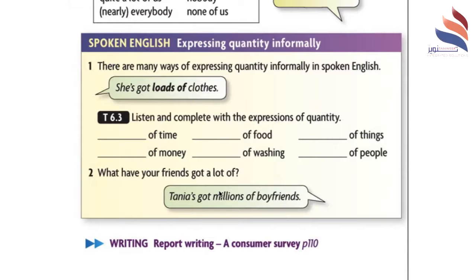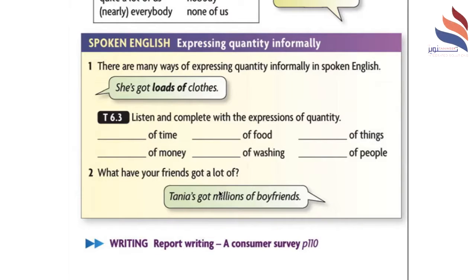Spoken English, expressing quantity informally. Okay, this one is listening. There are many ways of expressing quantity informally in the English language. Spoken English: she's got loads of clothes. Here we are going to listen to the track and complete with the expressions of quantity. And the second is, what has your fridge got a lot of? You have to check your fridge. I think during this past or still lockdown, people have checked their fridges more than their mobile phones. So let's go to the listening and fill in the gaps.